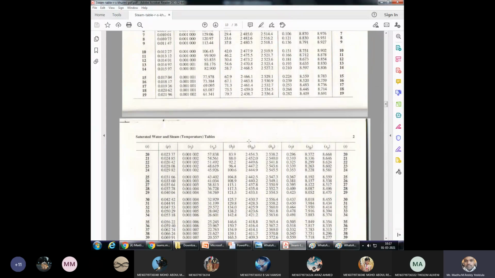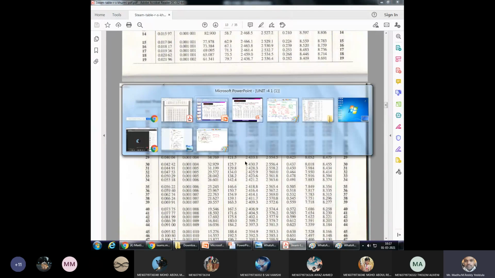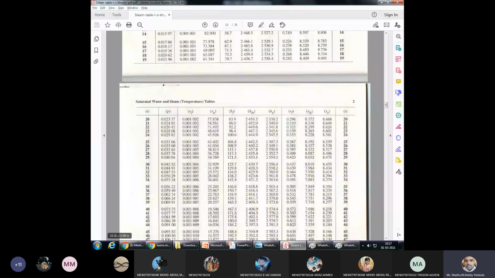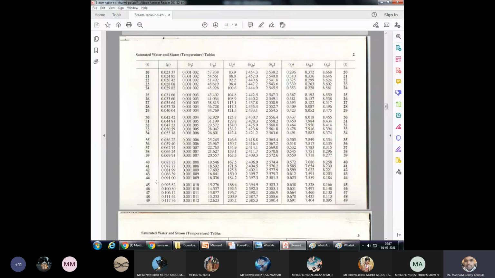Right. What is the temperature given? 45 degrees and 50 degrees. Let me open. Yeah, 45 degrees and 50 degrees. Where is 45 degrees? Here. This is 45 degrees. At this temperature, now you need to observe this complete horizontal line. This complete line you need to see. Is this highlighter, the yellow colored one, visible to you? Yes, sir.